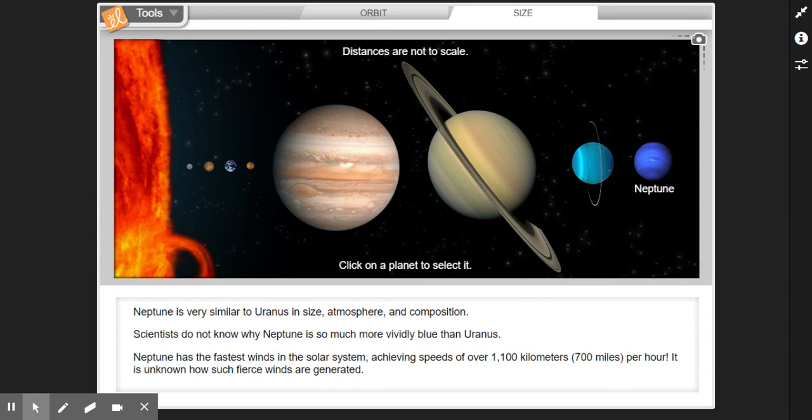Okay, and then like I told you guys, question 5 here on page 33, extend your thinking. Which planet do you think would be easiest for humans to colonize someday?